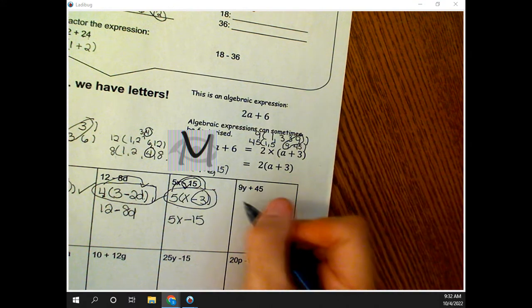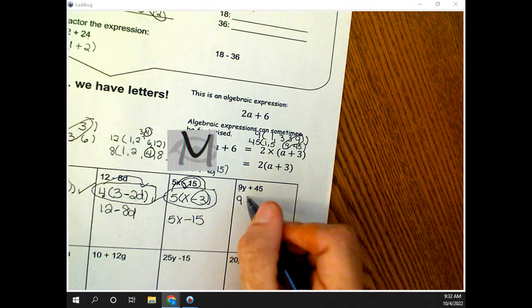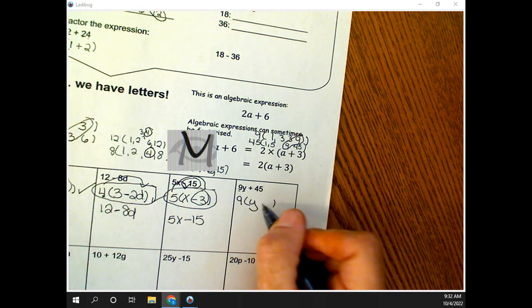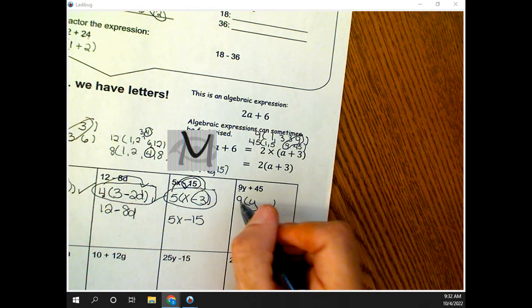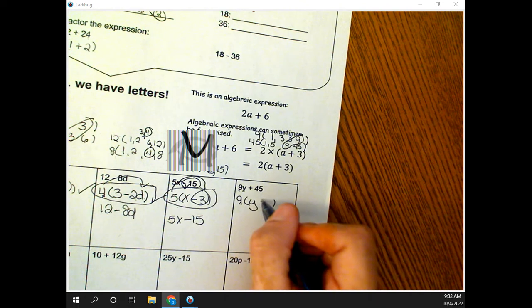Alright, so let me go ahead and pull out my 9 here. And 9y divided by 9 is what? Y, because I asked you. Alright, and 45 divided by 9 is what? Positive or negative? Plus 5.